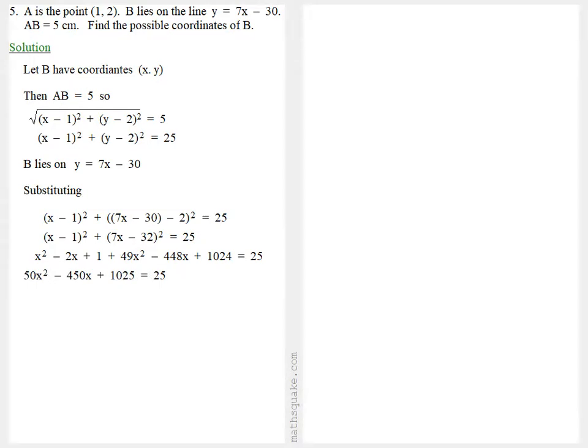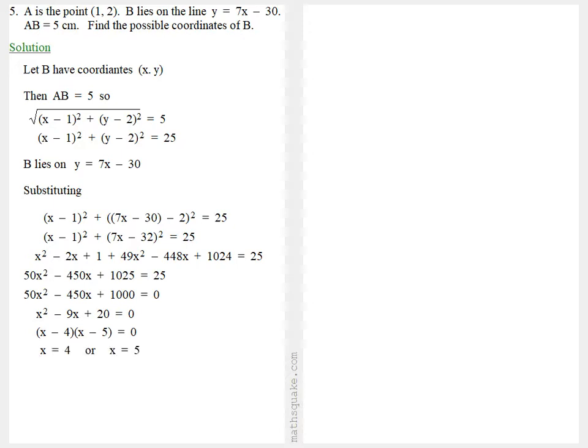Now this simplifies to 50x squared minus 450x plus 1025 equals 25, or 50x squared minus 450x plus 1000 equals 0. Well, we can divide all the way through by 50 to give x squared minus 9x plus 20 is equal to 0, which factorizes as (x minus 4)(x minus 5) equals 0. Now, since two things multiply to make 0, one of them must be 0. So x minus 4 is 0, or x minus 5 is 0, which means x is 4 or x is 5.